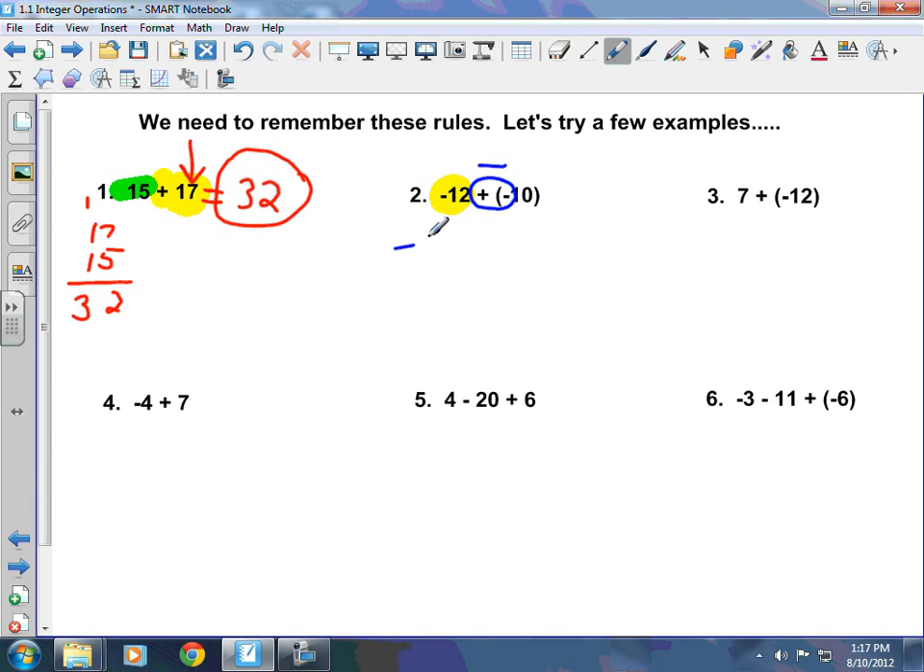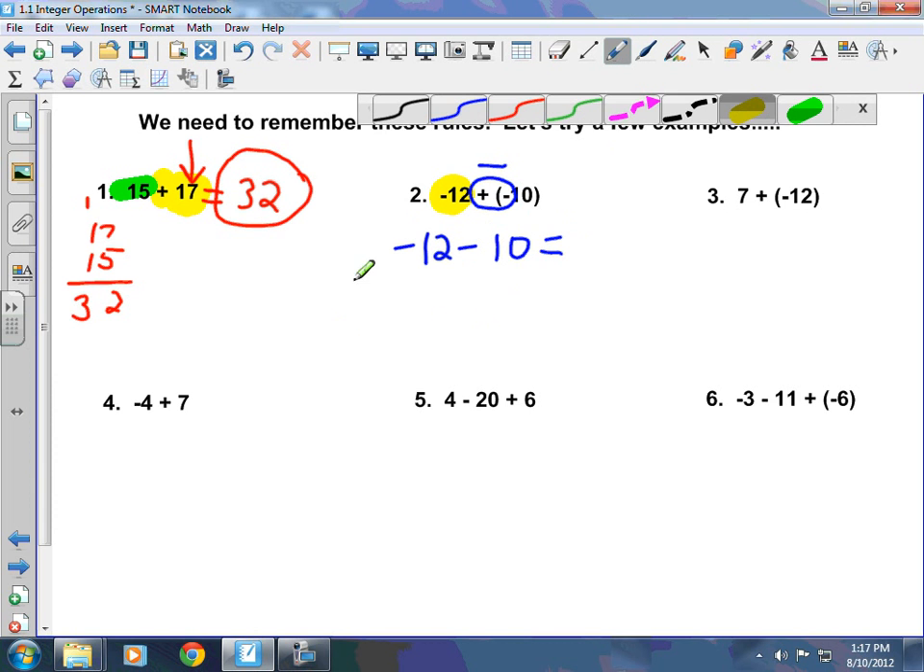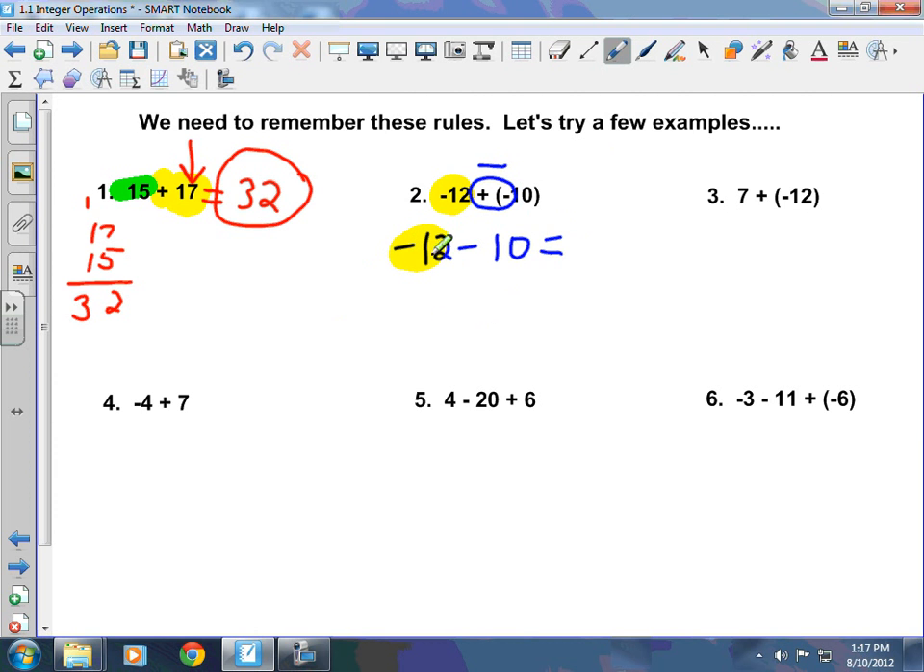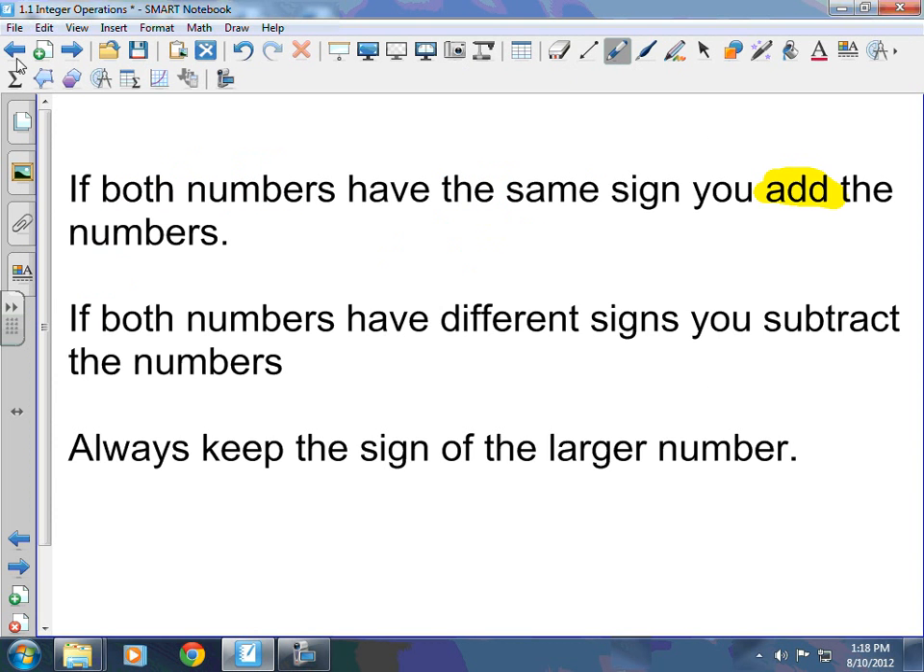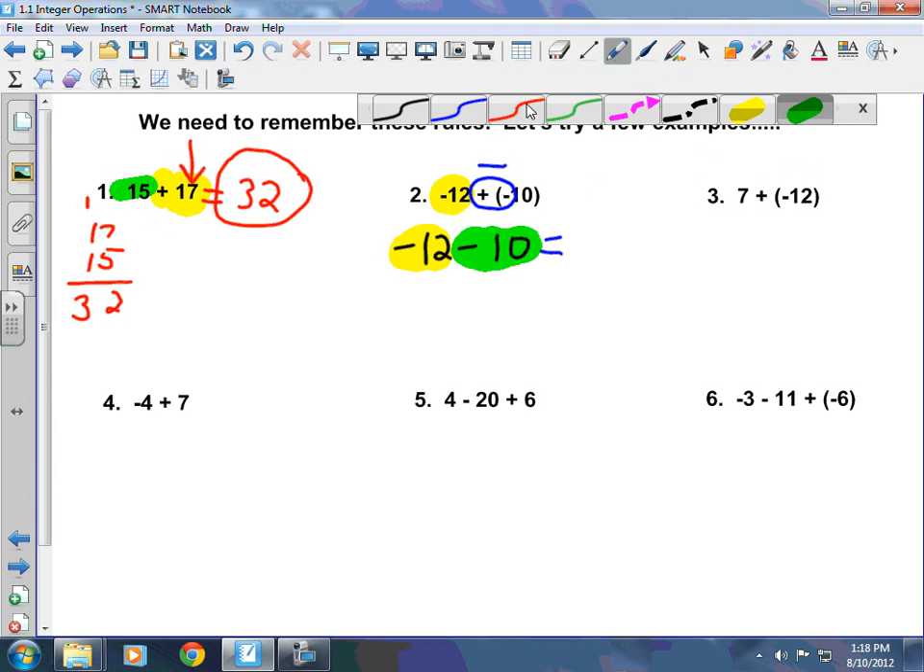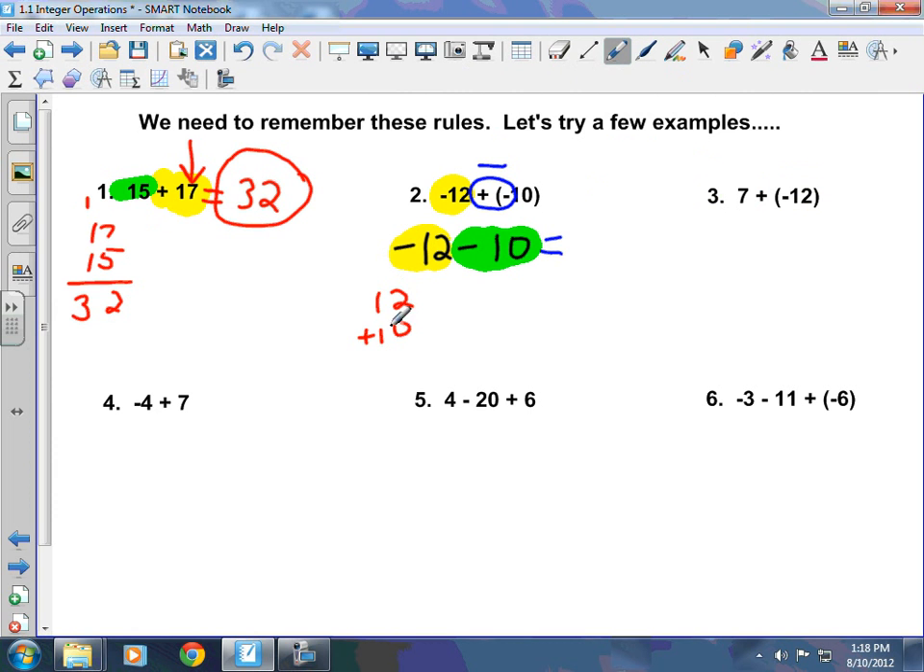And this is what I want you to do also. Negative 12 minus 10. This is showing my work. Now, in order to follow the rules, I need to know, is my 12 negative or positive? It's negative. What is my 10? Is my 10 negative or positive? It's negative. So do my numbers have the same sign or different signs? They have the same sign, so what do we do? I add. So, in order to show my work, I go 12 plus 10, because I'm adding.